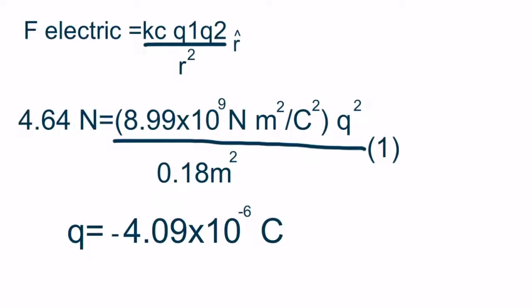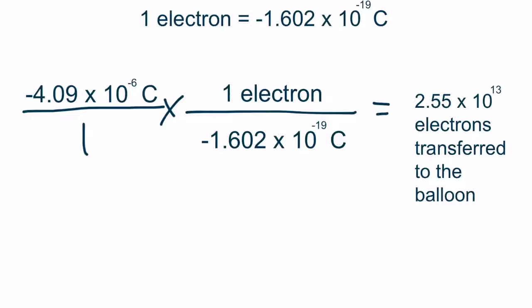We can now use the electric force equation shown here to plug in the numbers and solve for Q, which is the charge. We found this charge to be negative 4.09 times 10 to the negative 6th. And since the balloons were nearly identical, we can assume that this was the charge found on the orange balloon as well. Since the balloon was electrically neutral before becoming charged, we found the electrons transferred to the balloon by taking the charge of the balloon and converting that charge into number of electrons. This gave us an answer of 2.55 times 10 to the 13th.